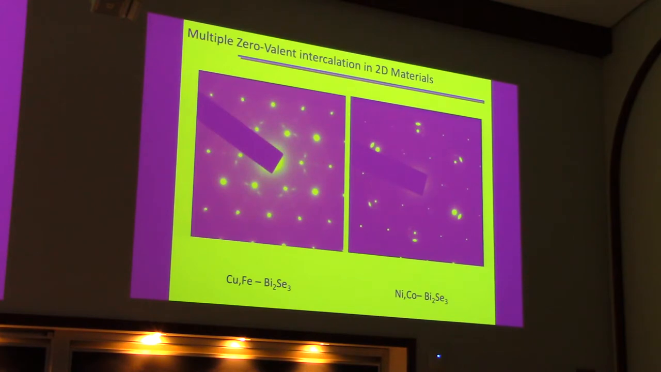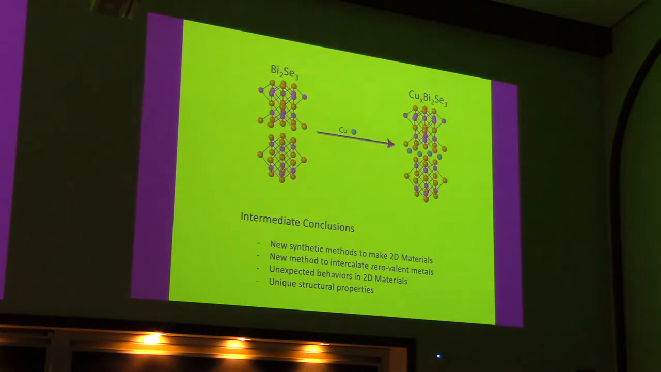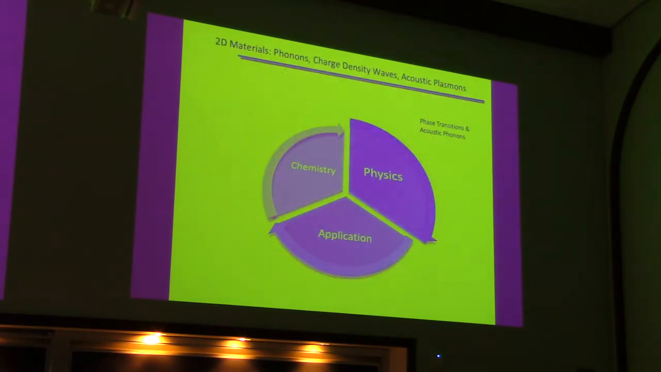Here's just a couple examples of my two favorite patterns that come out of there. So with nickel and cobalt, you get a very unique ordered incommensurate signature of the Bragg signature of the incommensurate charge density wave. And here's copper and iron intercalated, which is a really unusual pattern. And you can see again the nice stripe phase that, for example, shows up in indium cobalt intercalated bismuth selenide. Okay. So far, what I've shown you is a new chemistry whereby we can intercalate high densities of zero valent metal atoms. And this leads to some unique structural properties.